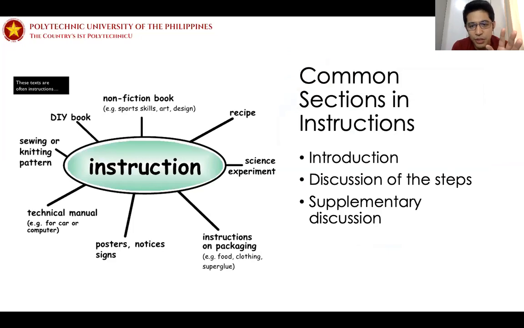These are the common sections of an instruction. We need to have an introduction, we need to have discussion of the steps, and we need to have supplementary discussion. When we say introduction, we are supposed to give them a context, like what is the situation now, what is the status quo, why do we need to do this particular thing, why there is a clamor for this to be done. And then second, we are now looking at the discussion of the steps, and we have to make sure these are procedural.